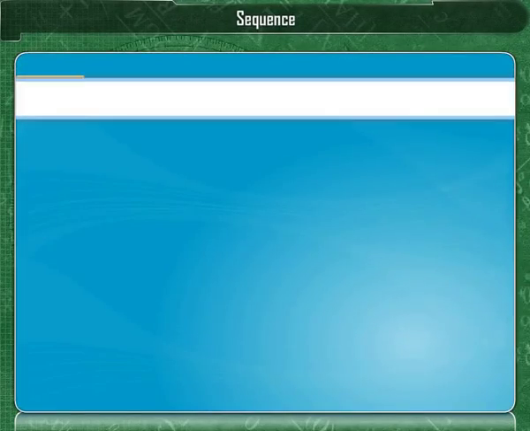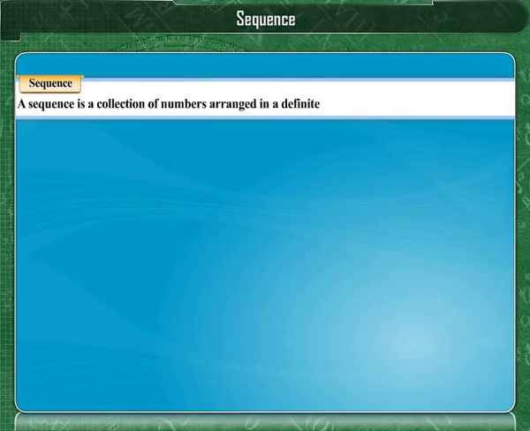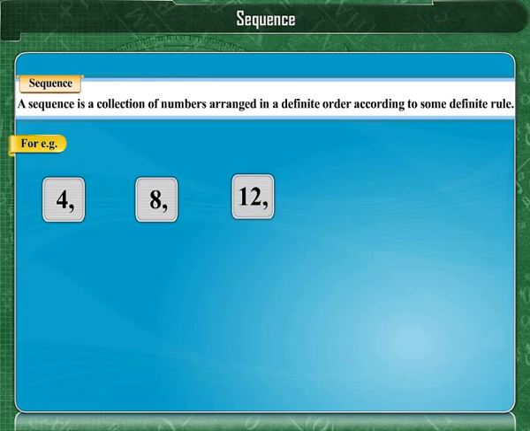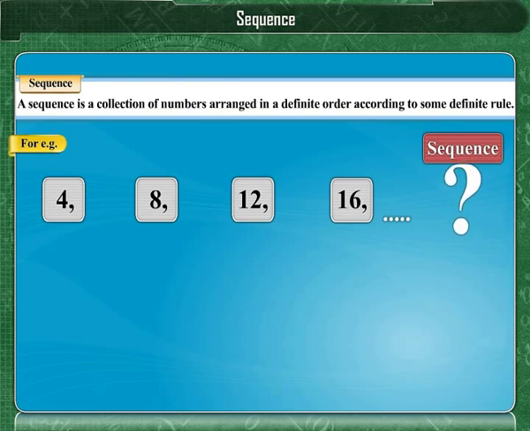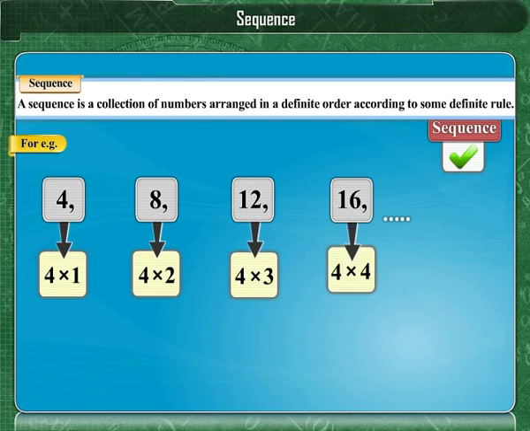What is a sequence? A sequence is a collection of numbers arranged in a definite order according to some definite rule. Let us consider the list of numbers 4, 8, 12, 16 and so on. Do this list form a sequence? Yes, they form a sequence. Why is it a sequence? It is a sequence since the numbers are arranged in a definite order.